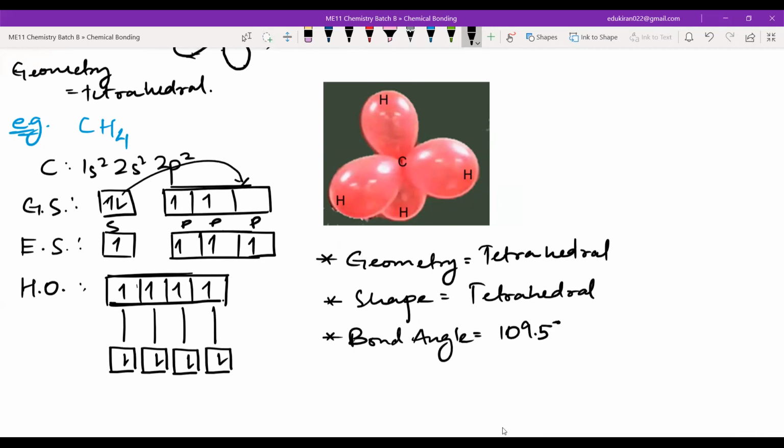Now, why I'm writing geometry and shape, and when both of these things are the same, you will understand when you reach the next example for SP3, that is case 2, when you have one lone pair and 3 sigma bonds. When you will have 3 sigma bonds and 1 lone pair. Let me know when you're done.